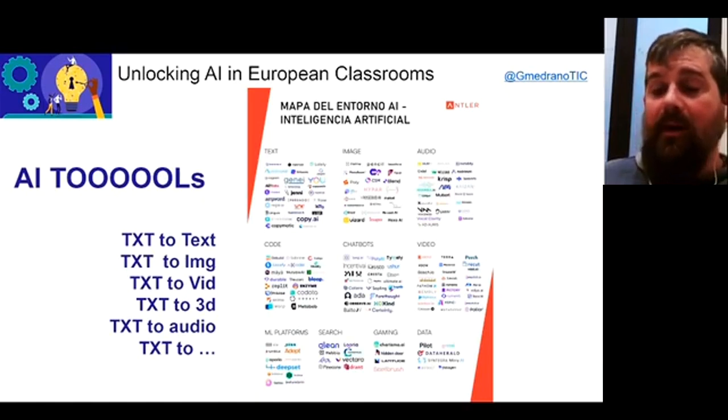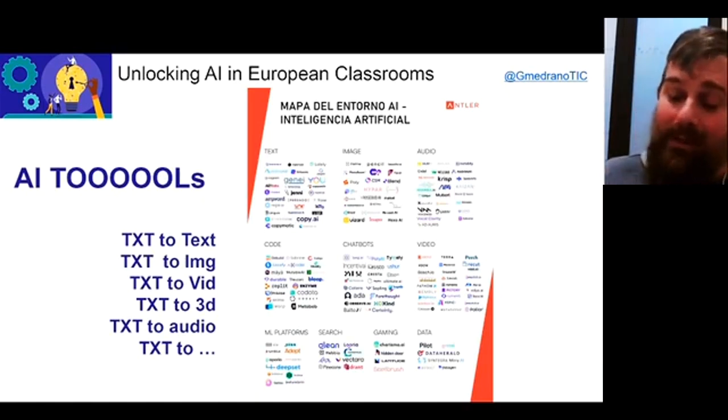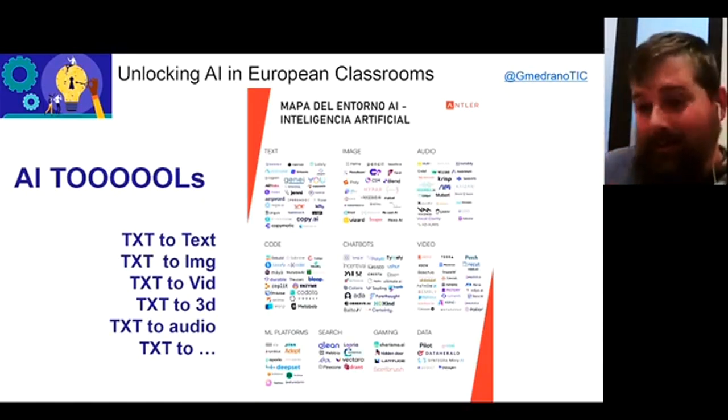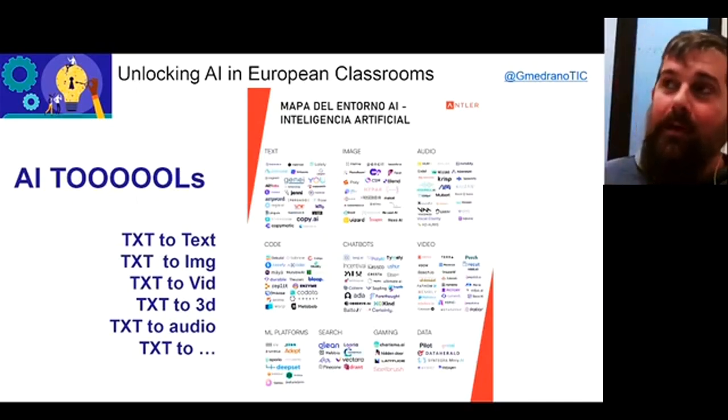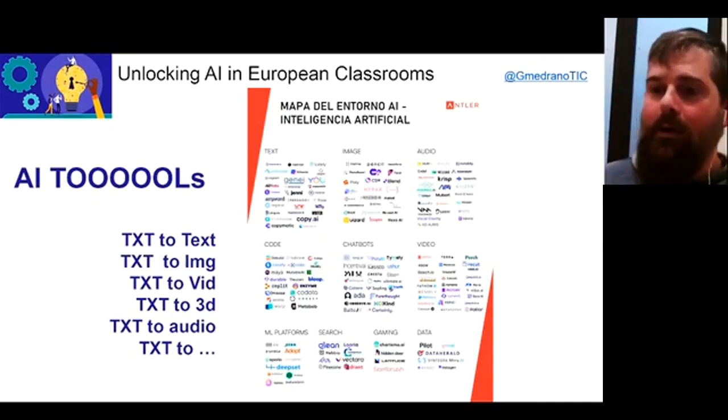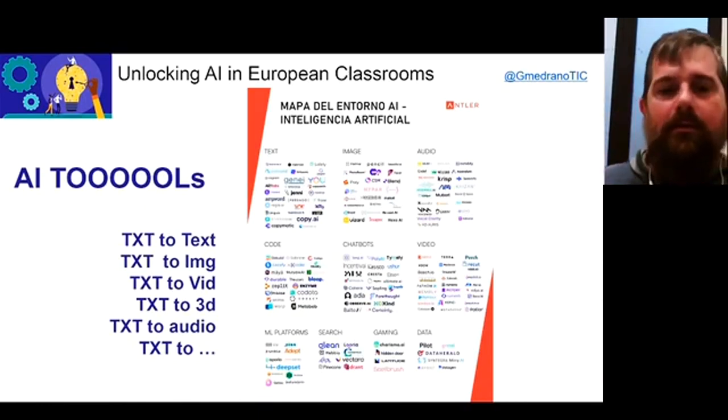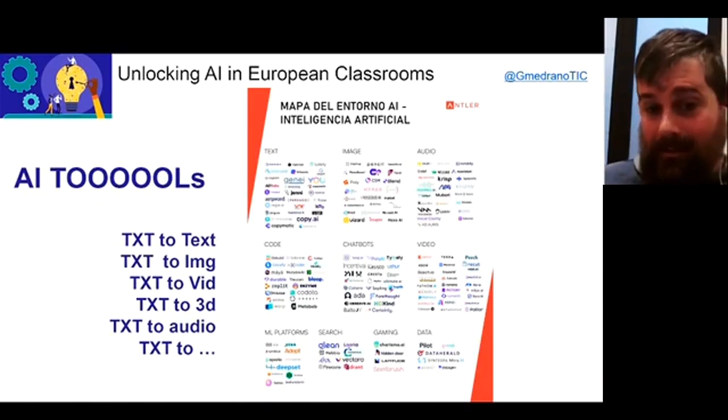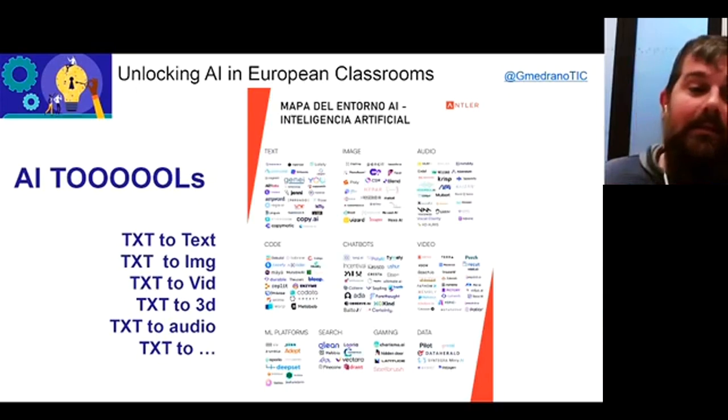ChatGPT is the third version right now, and it is supposed that this week Microsoft will announce that ChatGPT-4 will appear. So everything is going so fast, and ChatGPT-4 is going to be like millions of times better than the other one. So okay, we have to know that there are lots of tools, and it is present, it is not the near future.